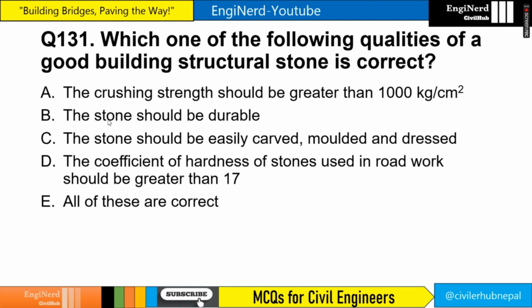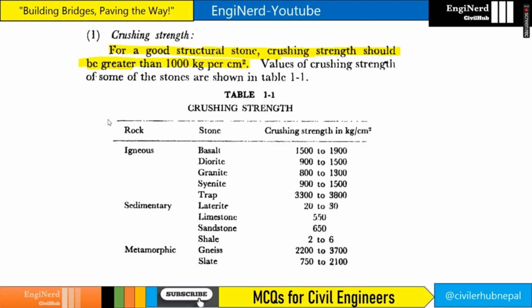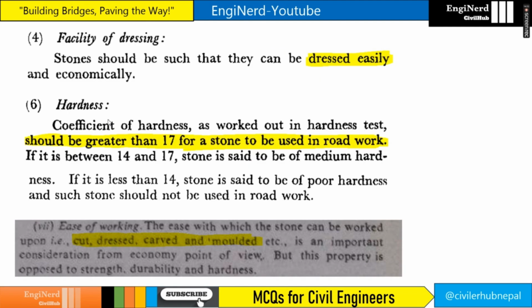Which one of the following qualities of a good yielding structural stone is correct? The first one is correct because it should be greater than 1000 kg per centimeter square, and it should be as durable as well, right? And the stone should be easily carved, molded, and dressed, so it should be easily workable, right? And the coefficient of hardness of stone used in road work should be greater than 17. This is also correct. So our answer will be all of the above, right? So here you can see 1000 kg per centimeter square, durable, and then should be dressed easily. And then it should be greater than 17 for stone to be used in road work, right?